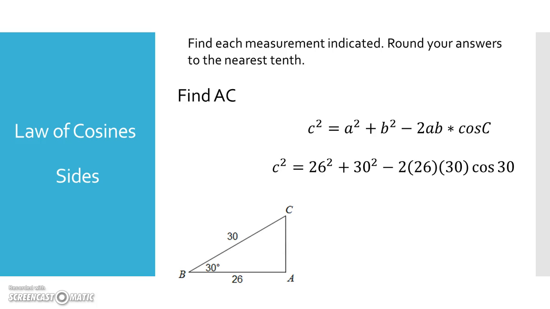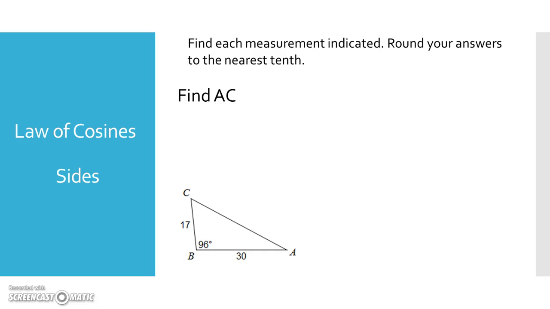So we got c squared equals 26 squared plus 30 squared minus 2 times 26 times 30 times cosine of 30. We're going to just type this straight in our calculator all in one swoop. Just type in 26 squared plus 30 squared minus 2 times 26 times 30 times cosine of 30 and press enter, and you should get 225.000. When you take the square root to get c by itself, we find that c is just 15. So let's see another example of this.